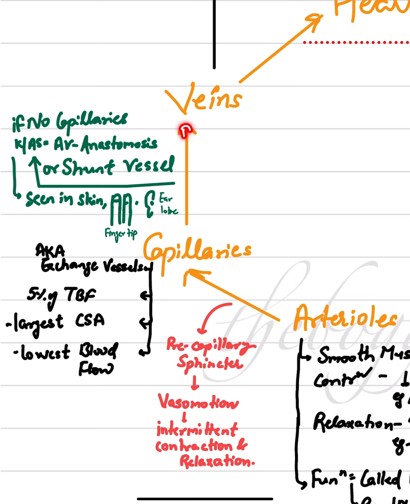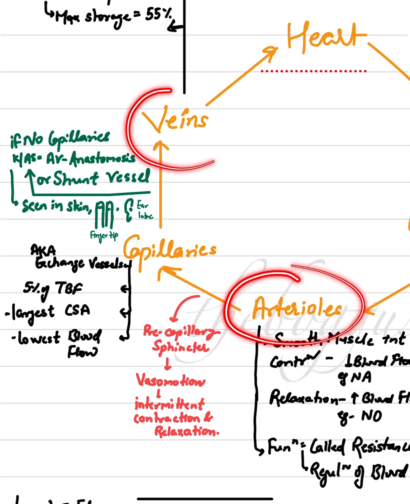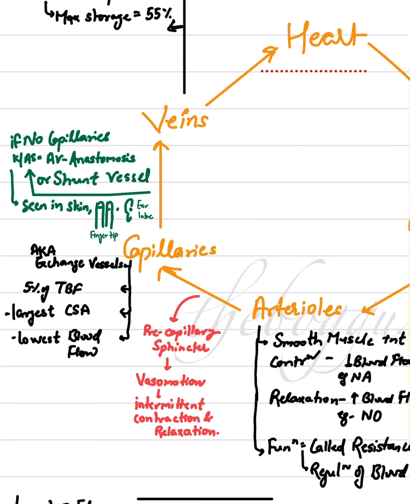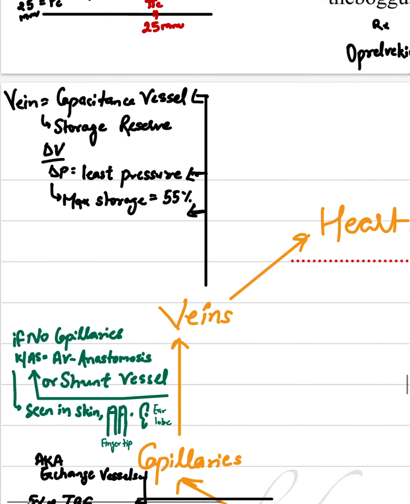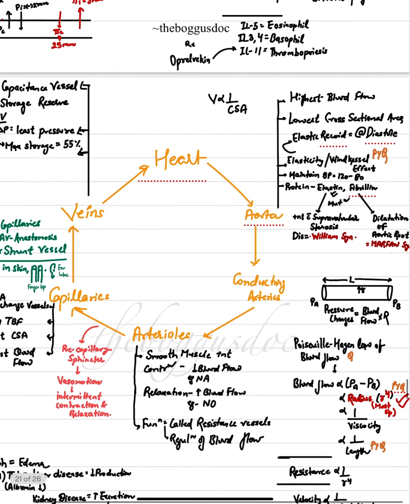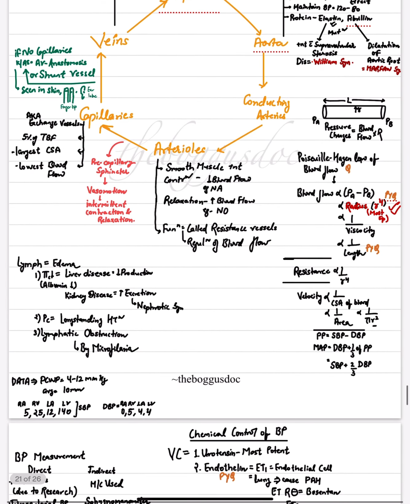Veins, what is veins? In between, if no capillary is present in some part of the body, it is known as arteriovenous anastomosis, a direct connection. Okay, it is seen in skin, fingertip, earlobe, also known as shunt vessel, if there are no capillaries. Veins are also known as capacitance vessels, the storage reserve, and because veins have the least pressure, the volume is more, meaning maximum storage. 55% of blood is stored in the veins only.